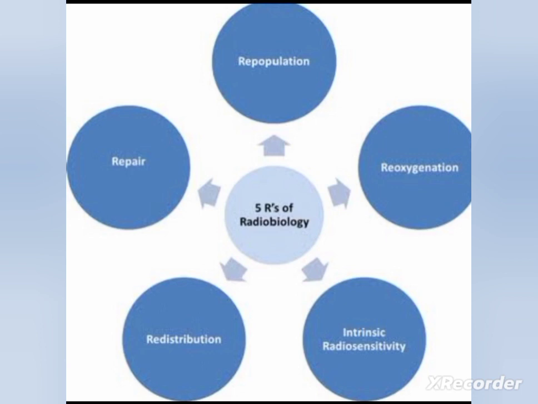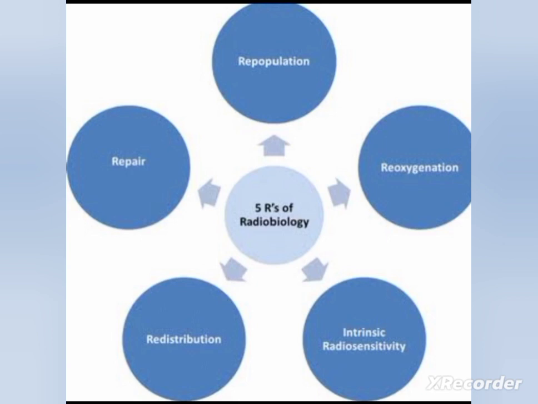Next one, repopulation. Repopulation means that when we are destroying the normal cells or tumor cells, there will be neogenesis. There will be blood supply and again the tumor will grow. So that's why we fractionate the dose. If there is a delay in radiation therapy, the tumor will enlarge in size. That is known as repopulation. That's why a fractionated dose is essential for radiation therapy. So we give radiation therapy at consecutive intervals.